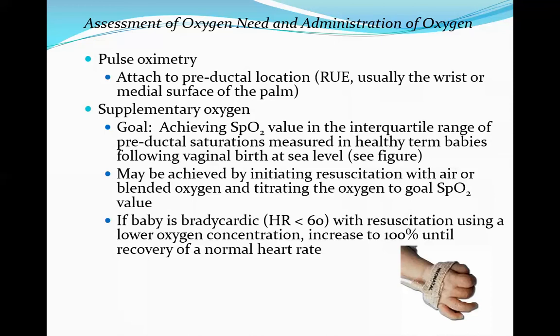These goals may be achieved by initiating resuscitation with air or blended oxygen and titrating the oxygen to a goal SpO2 value. However, if the baby is bradycardic, with a heart rate less than 60, with resuscitation using a lower oxygen concentration, you want to increase your FiO2 to 100% until you have recovery of a normal heart rate.